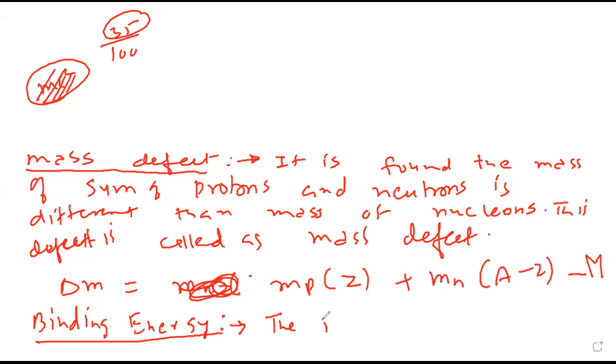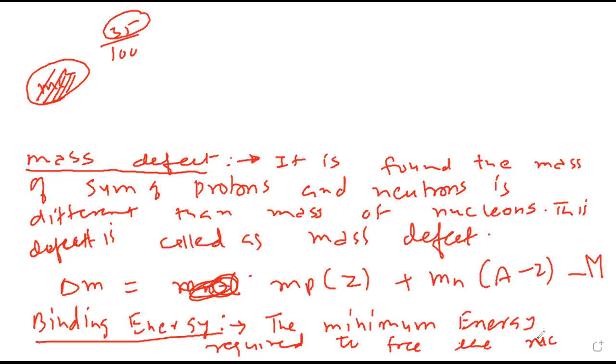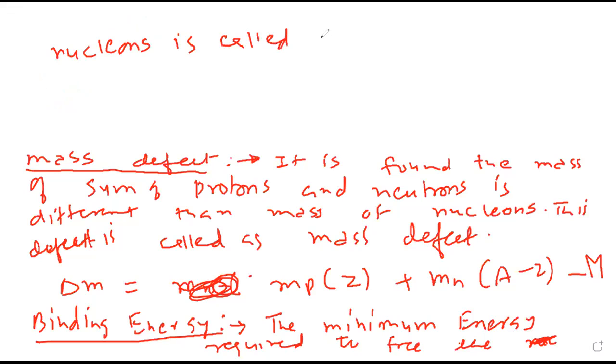So the minimum energy required to free the nucleons is called as binding energy. That energy comes from where? From mass defect. The mass which has reduced gets converted into binding energy. So binding energy is mass defect into c square in joules.